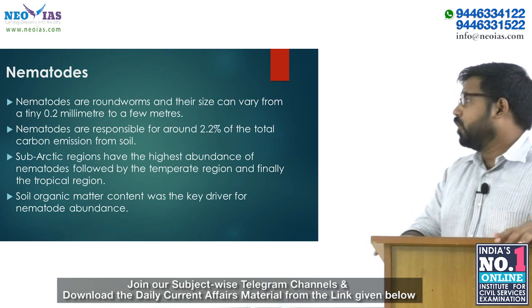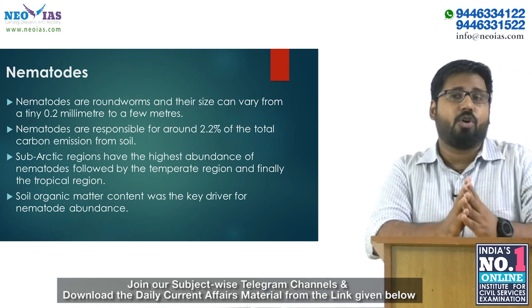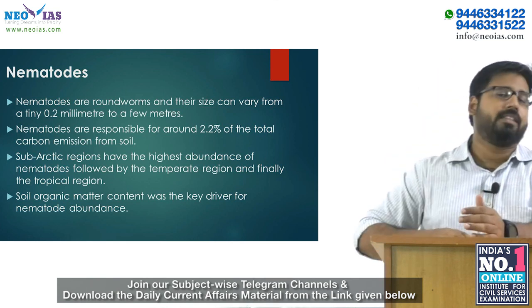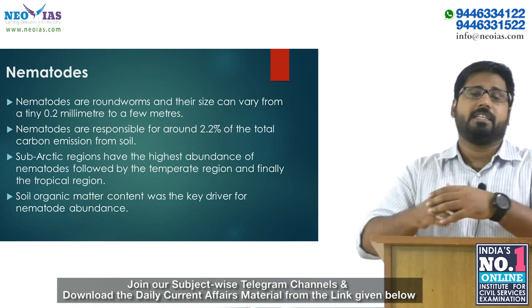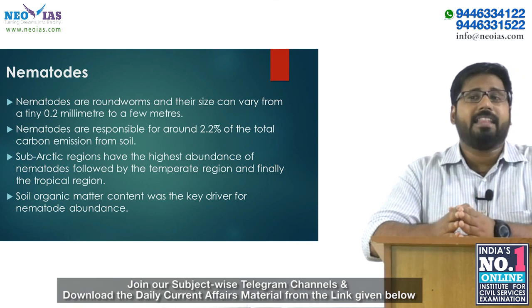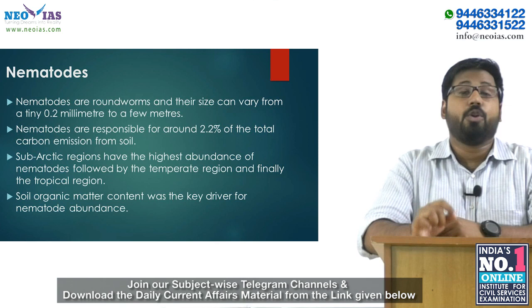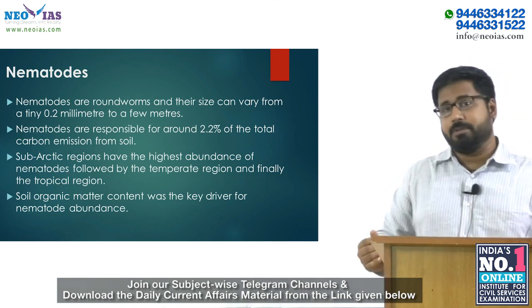Now we'll come to the next topic, which is nematodes. Now a global analysis on nematodes has been conducted by a team of researchers. Okay, this is why this is in news. Now basically we'll talk about what these things are. Nematodes are round worms, basically round worms, and their sizes can vary from a tiny 0.2 millimeters to a few meters. So the size variation is very large in these nematodes.